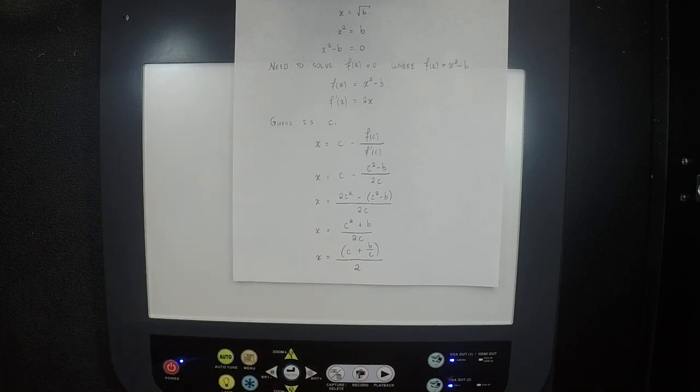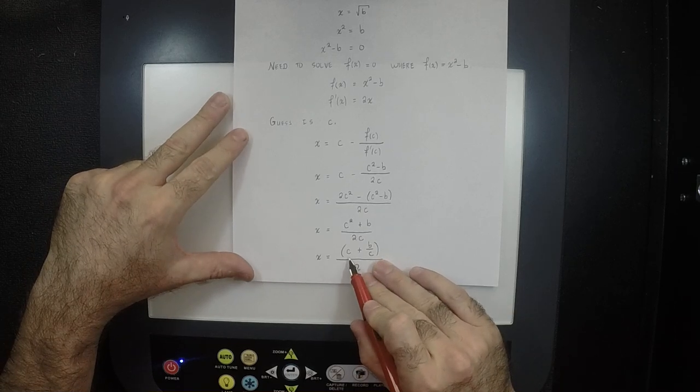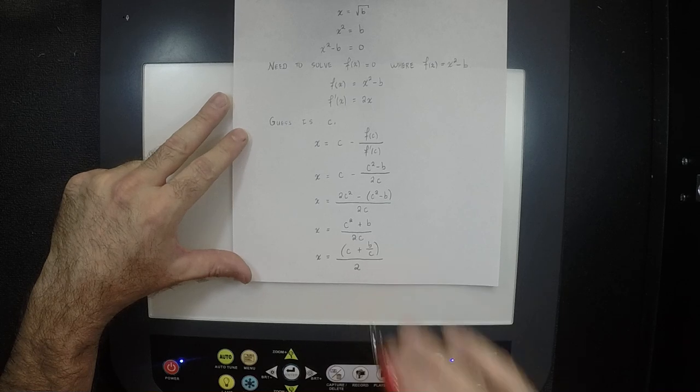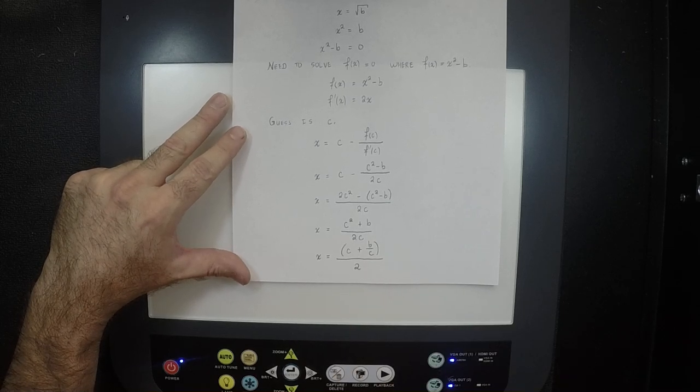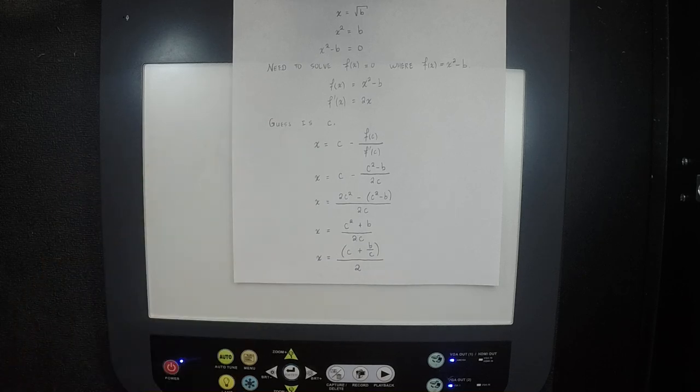Suppose that our guess is too small. We want to compute the square root of 10 and we have guessed 3, which is too small. Then 10 over 3 is too big. So again, we would be averaging something that's a little bigger and something that's a little smaller, and we'd be getting something in the middle.